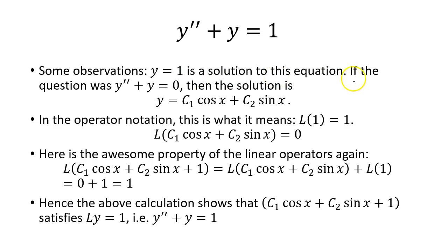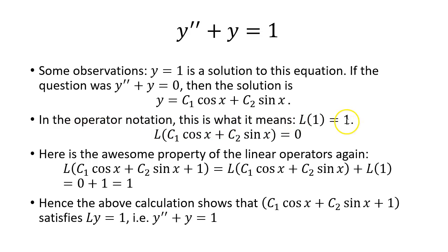Now, another observation is that had this been a homogeneous differential equation, meaning that this 1 is 0 instead, then we know this differential equation. If you put the y to the other side, it's y double prime equals negative y. So we're looking for functions whose second derivative is the negative of itself. We did this before. We know that such functions are cosine and sine. So the solution is y equal to c1 cosine x plus c2 sine x. In the operator notation, this is what it means.